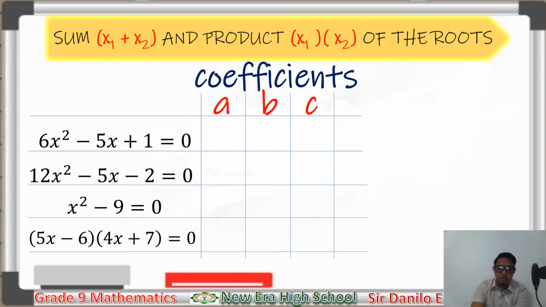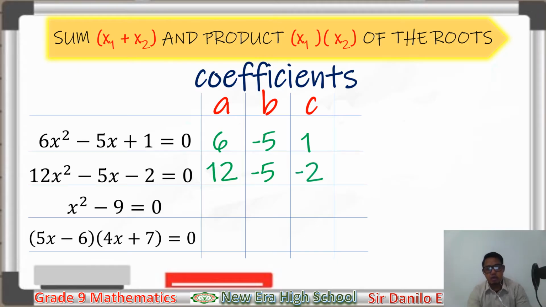On the first equation, a is equal to 6, b is equal to negative 5, and c is equal to 1. On the second equation, a is equal to 12, b is equal to negative 5, and c is equal to negative 2.